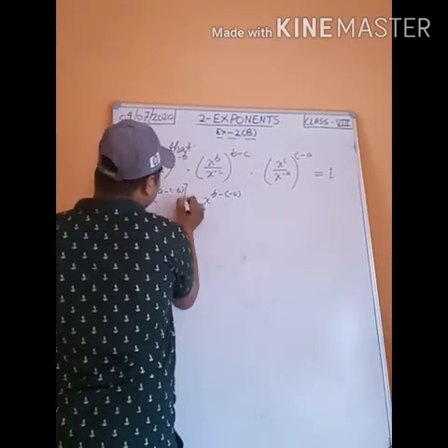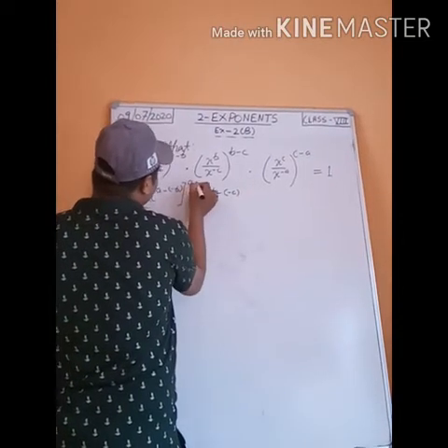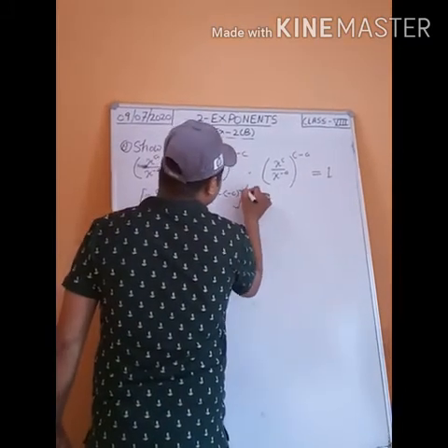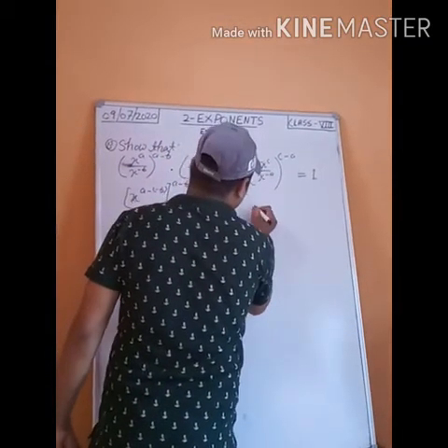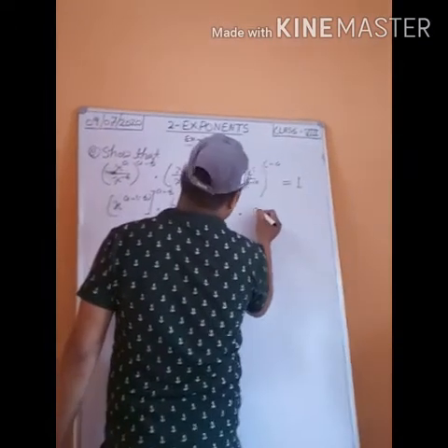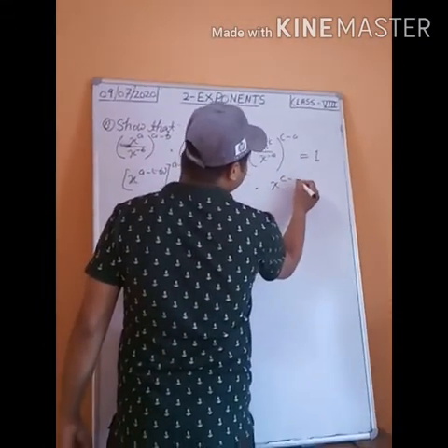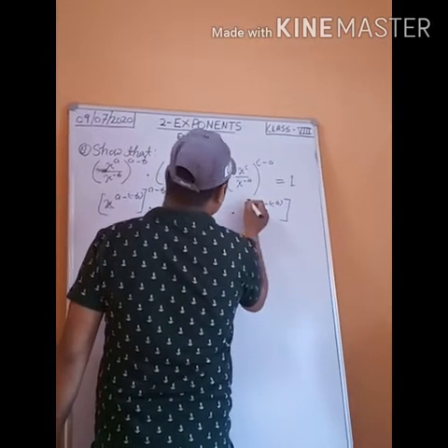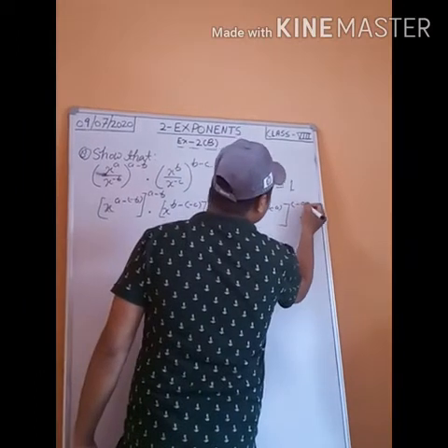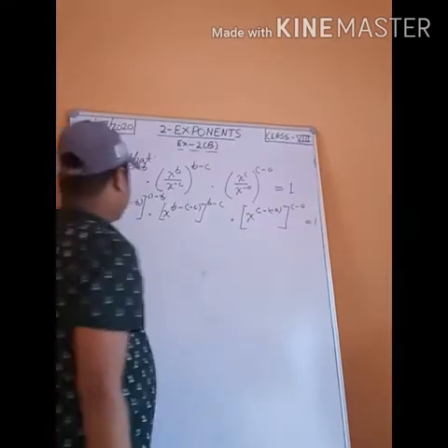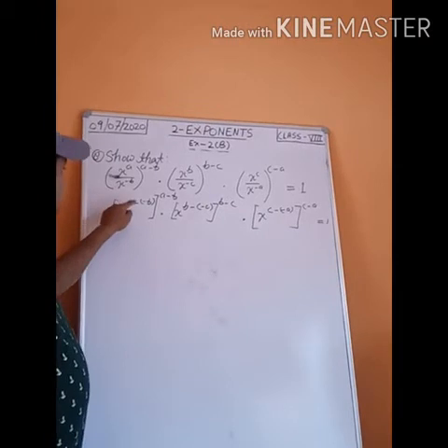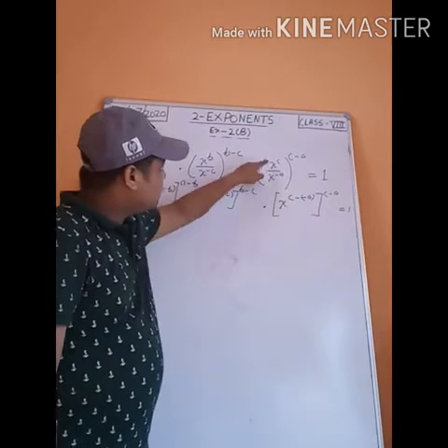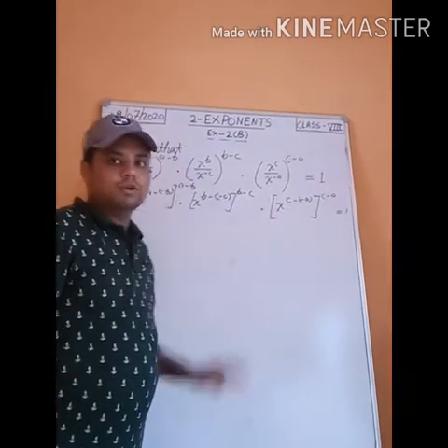Here we will take the whole power a minus b, and here also b minus c. Then multiply x raised to the power c minus minus a inside the bracket, then whole power c minus a is equal to 1. So x to the power a minus minus b is a plus b. In the same way this, then b minus c. In the same way this, c minus a is equal to 1.